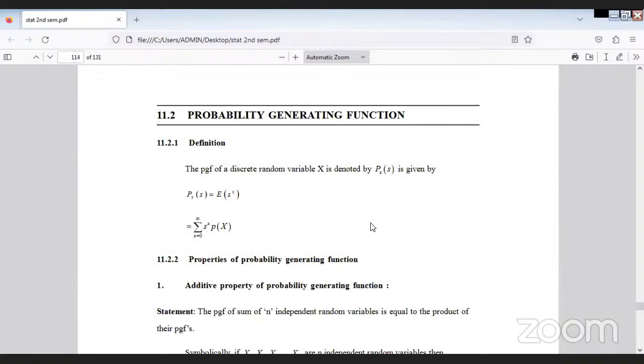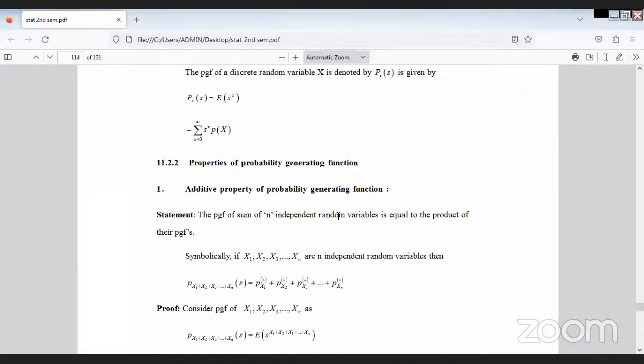The probability generating function, PGF, we can take as P_X(s). P_X(s) is equal to E(s^X), that is the summation over X equal to 0 to infinity of s^X P(X). Now the required properties of probability generating function. First, the additive property of the probability generating function, the PGF of the sum of independent random variables.